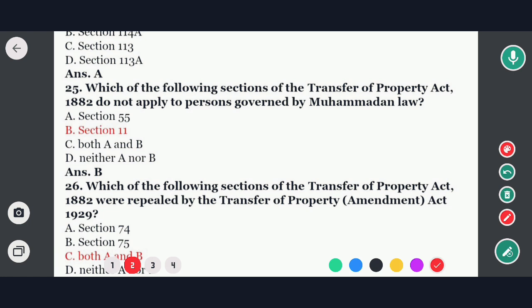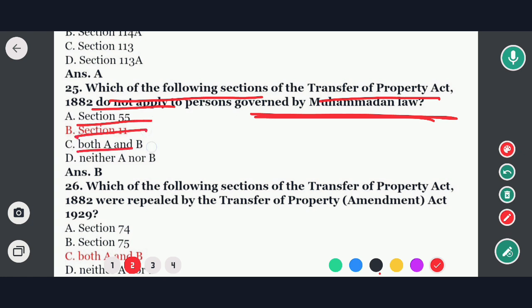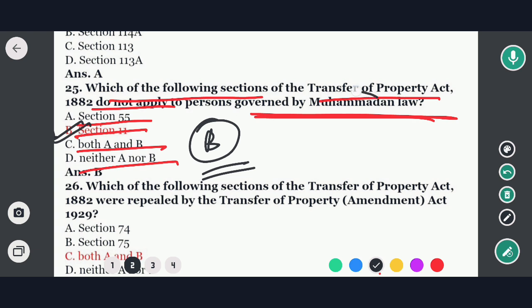Next question is: which of the following sections of the Transfer of Property Act 1882 do not apply to a person governed by the Muhammadan law? Options are section 55, section 11, both A and B, and neither A nor B. So in this case, option B would be the correct answer. So section 11 of the Transfer of Property Act does not apply to a person governed by the Mohammedan law. Okay, so now moving to the next question.